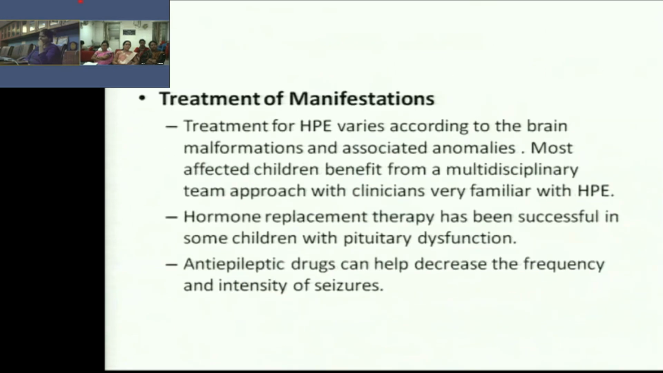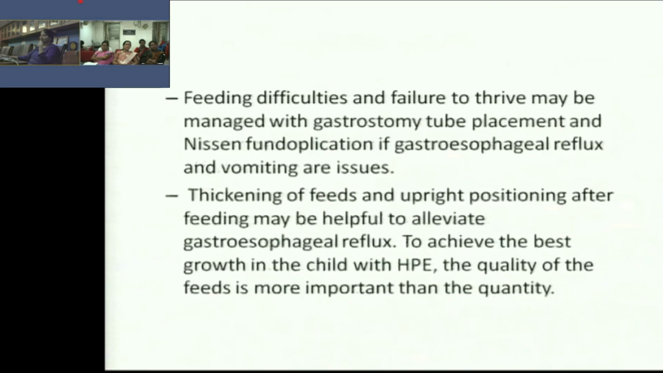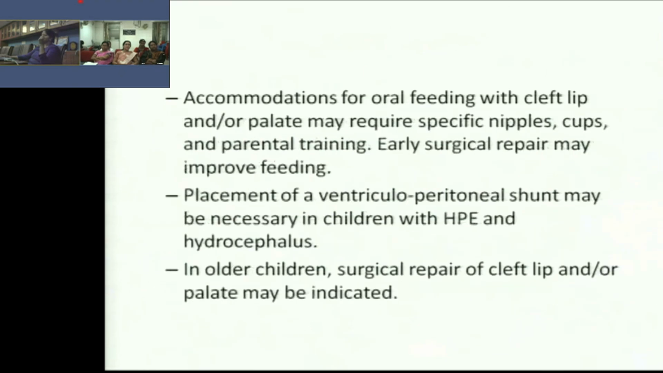For seizures, we have to give anti-epileptic drugs. At times the feeding difficulties may be very severe, which may require gastrostomy tube placement and nasogastric feeding. Thickening of the feeds and upright positioning may help these patients. For hydrocephalus, placement of a VP shunt may be necessary. And in older children, surgical repair of the cleft lip and palate may be indicated.